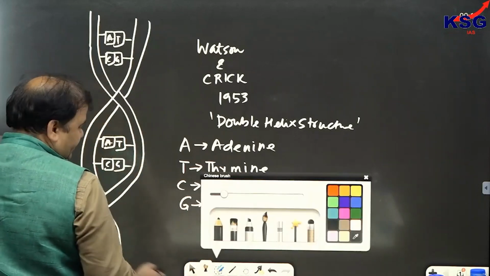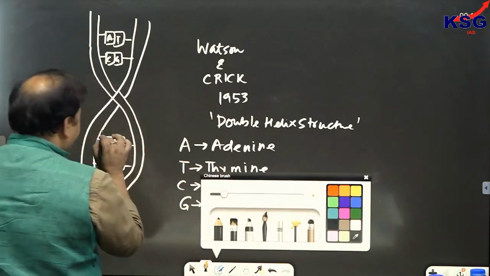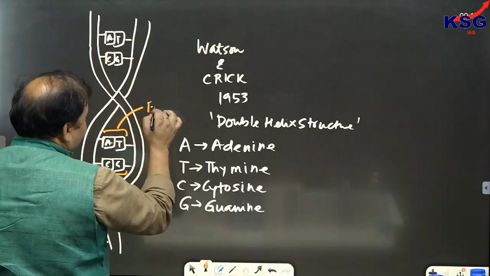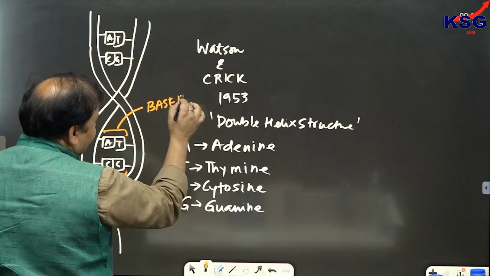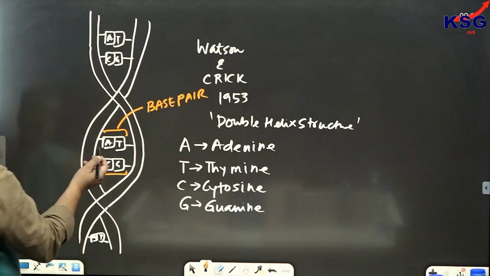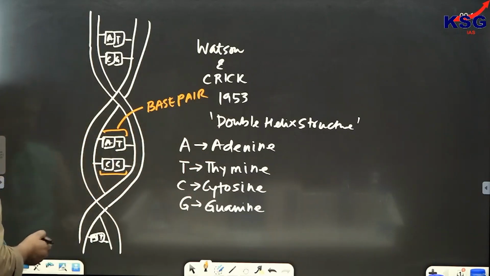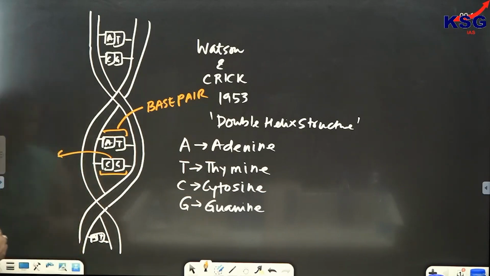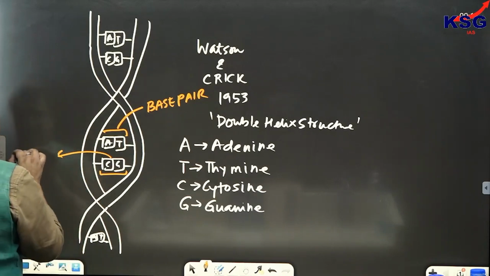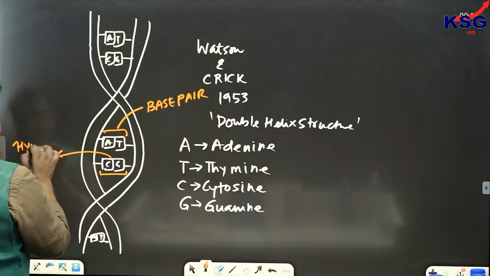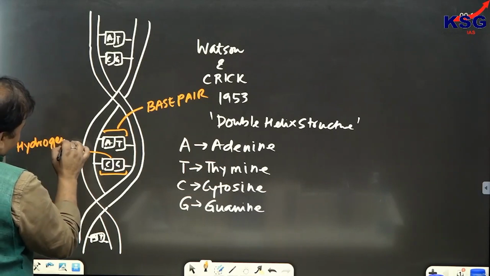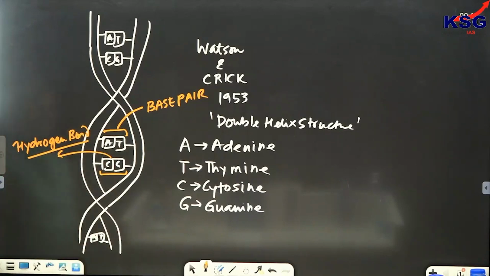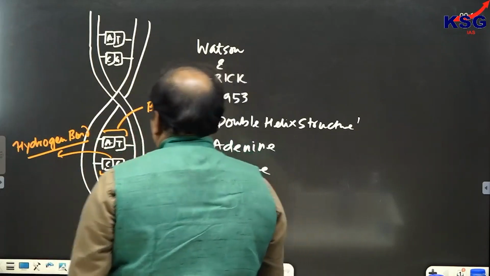So the pairing of A with T, or the pairing of C with G, is referred to as what? It is called a base pair. What do we call it? Base pair. If AT, then AT is a base pair, CG is a base pair, and these two bases which are joined, these two bases are joined by what? They are joined by a hydrogen bond. We can see the hydrogen bond is responsible for joining them. Fine.